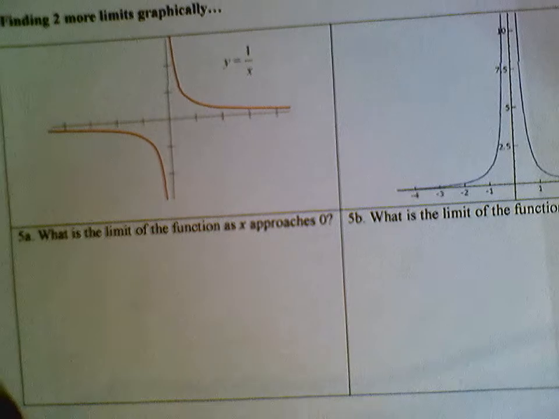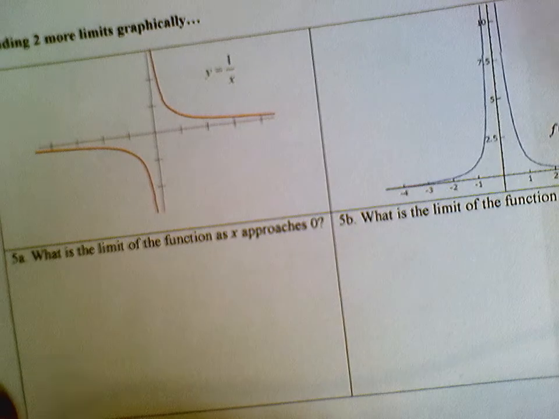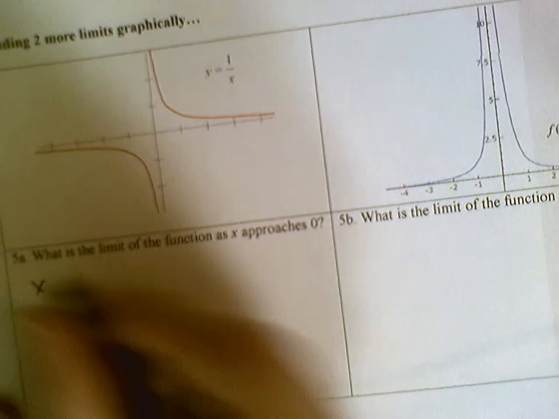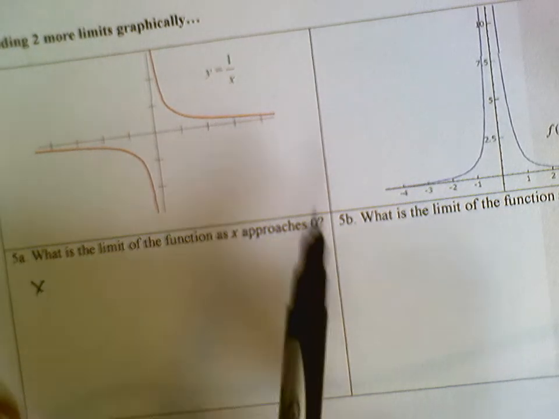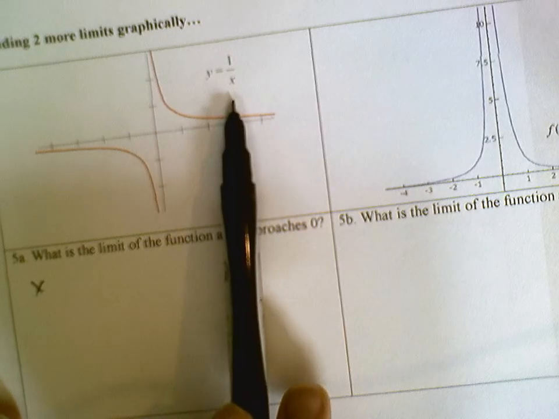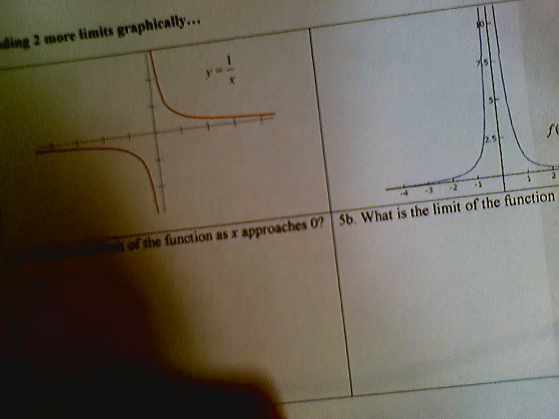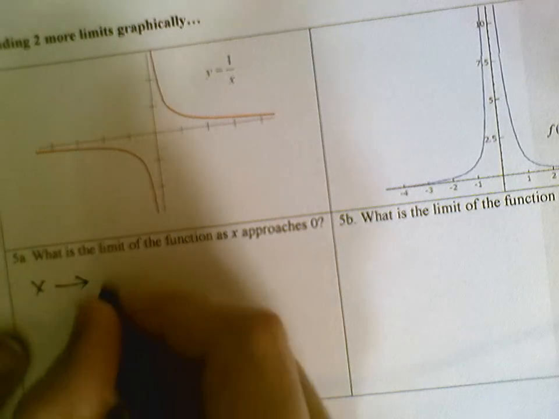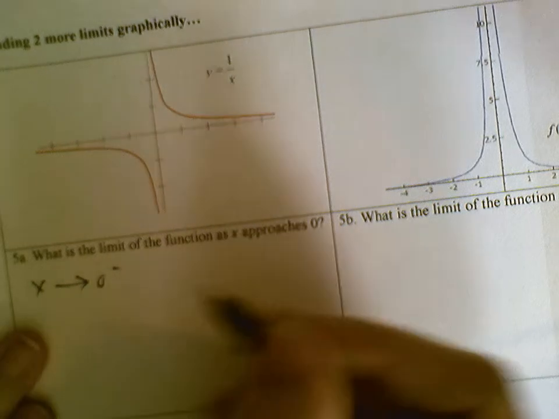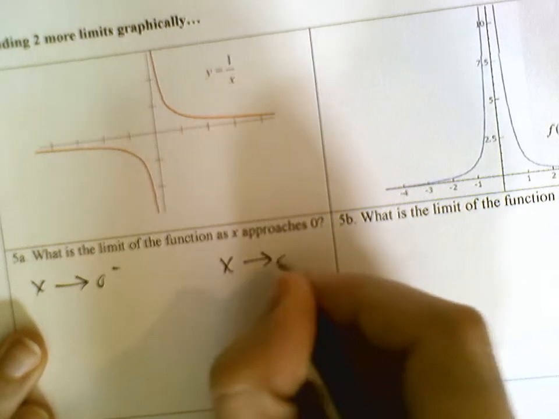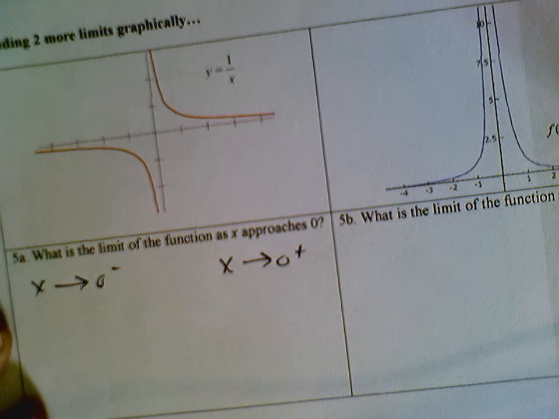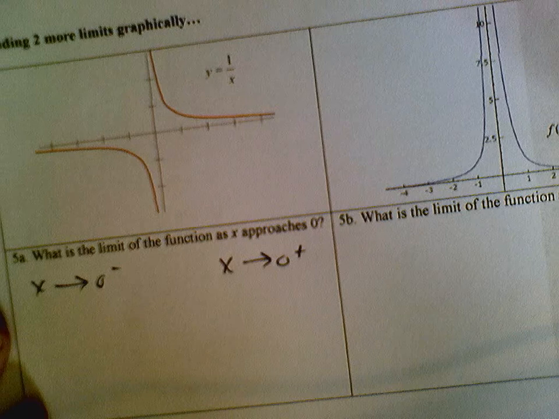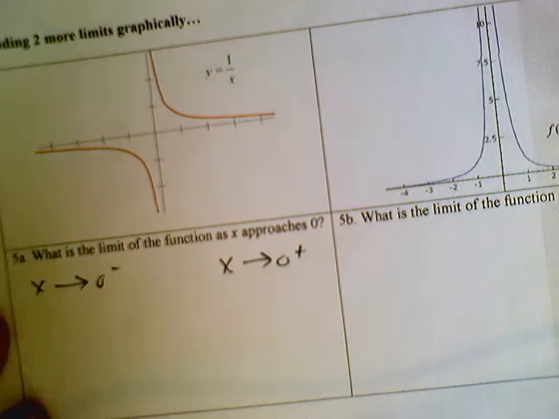Now, for the first one, the question is, what is the limit of the function as x approaches 0? And the function we're working with here is y equals 1 over x. So we have to look at the left and the right hand limits. As x approaches 0 from the left and as x approaches 0 from the right. Okay, now we know we have an asymptote, so the limit is not going to exist, but can we be more specific? Does it plain old not exist, or is it infinity or negative infinity?